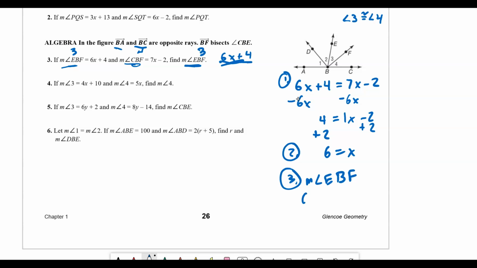So hopefully you just took that value of 6 for x, plugged it in to this equation up here, right? 6 times 6 is 36, plus 4, should have come up with 40 for the measure of angle EBF. Okay, so several layers to some of these. We have to get the right equation, solve for x, and then plug back in oftentimes.